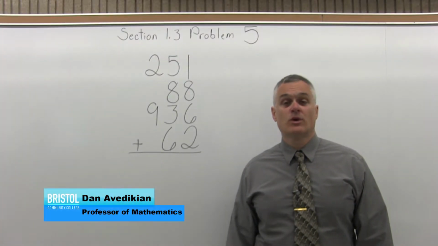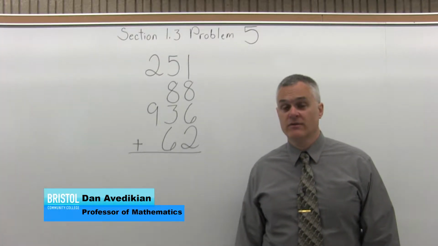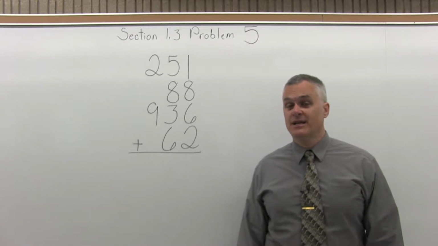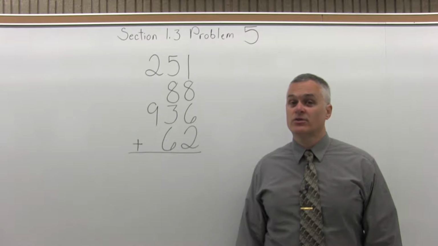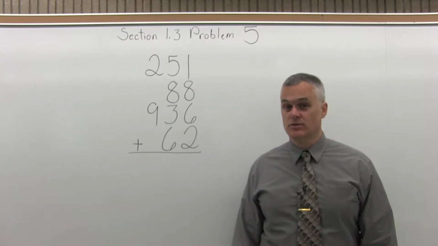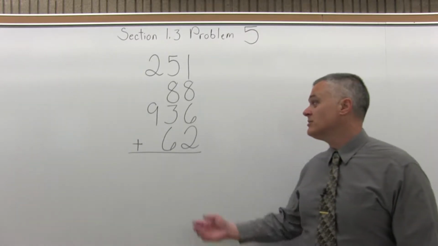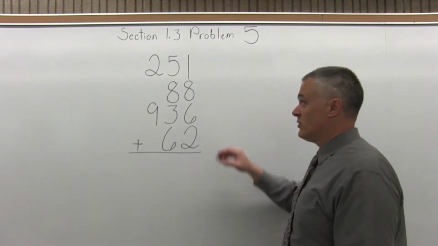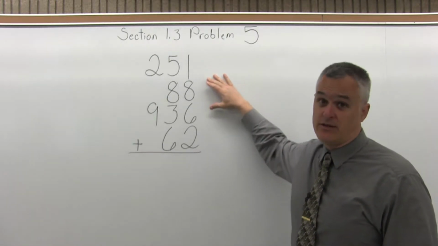This is Section 1.3, Problem 5. We have to add the numbers 251 plus 88 plus 936 plus 62. So the problem is written in a vertical format, which I prefer to add, and we can just start in the far right column and add the digits together.